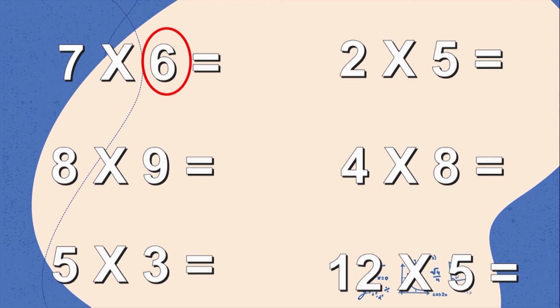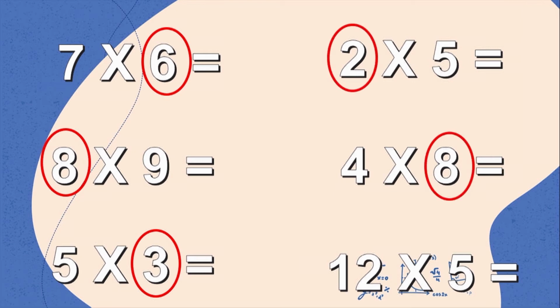7 times 6, for me I would break up the number 6, maybe into 3 and 3, that's easy tables. 8 times 9, right away my mind is clicking. 8 has 4, can be made up of 4 plus 4, that's easy. 5 multiplied by 3. Maybe I might just do that, or I can break the 3 into 1 and 2. 2 multiplied by 5, 4 multiplied by 8, and 12 multiplied by 5. Do you all have those written down?